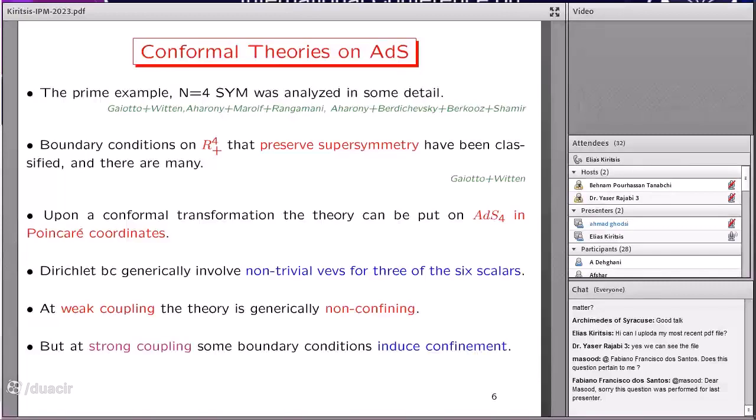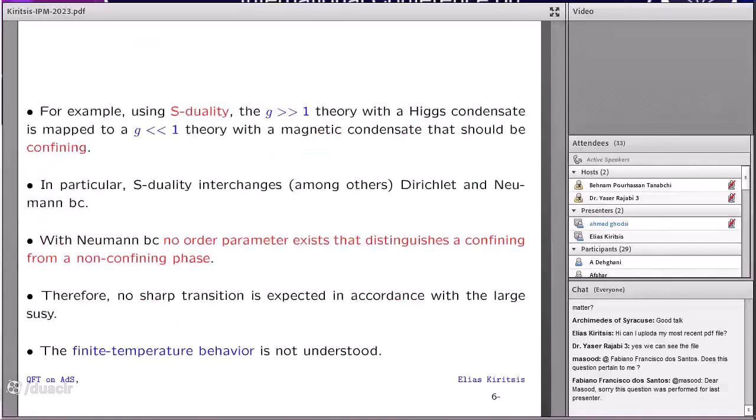And in this case, Dirichlet boundary conditions involve non-trivial vevs for 3 of the 6 scalars, so they break automatically the global symmetry, and it is known that at weak coupling the theory is generically non-confining, but at strong coupling, some boundary conditions, in fact, induce confinement. And if one uses S-duality, then a theory with a coupling much bigger than 1 and a Higgs condensate, as I mentioned, is mapped to a weakly coupled theory with a magnetic condensate, and this is expected to give you confinement.